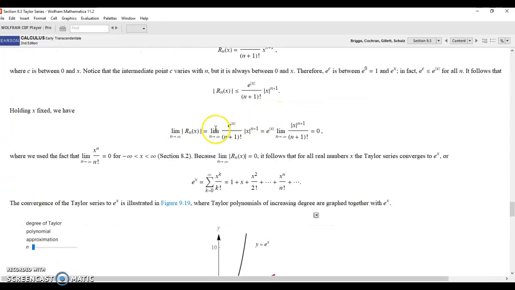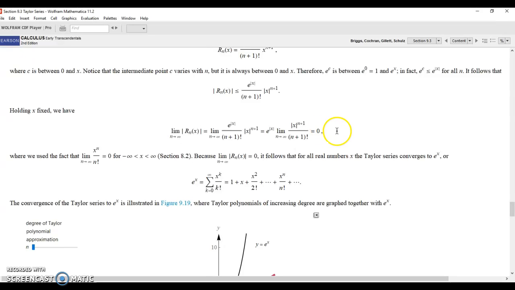So now we're looking at the limit as n goes to infinity of e to the absolute value of x over n plus 1 factorial, times absolute value of x to the n plus 1. Well, e to the absolute value of x, once you fix x, is just a constant. And so you're looking at the limit as n goes to infinity of x to the n plus 1 over n plus 1 factorial. Well, n plus 1 factorial, by our growth rate chart, is more powerful. It grows faster than x to the n, so this is 0.